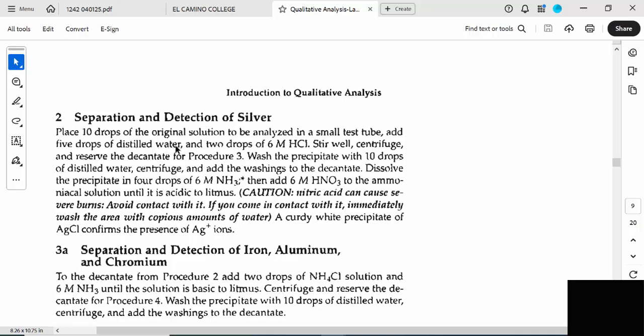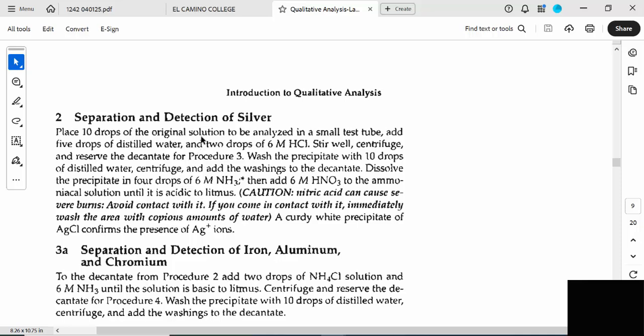Why add water? Because all you're doing is solution to dilution. And when you do solution to dilution, you're going to get lower concentrations, and lower concentrations means it's harder to detect. So I'd just rather do 10 drops of original unknown solution and then add 2 drops of 6 molar HCl, maybe. Stir well, centrifuge, decant, reserve, wash the precipitate here.